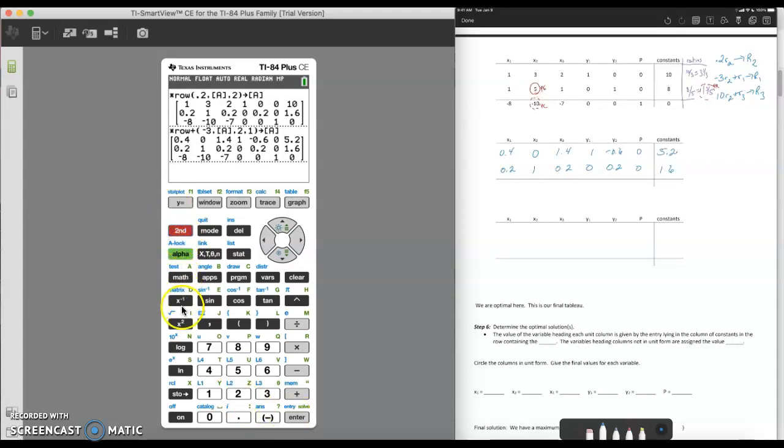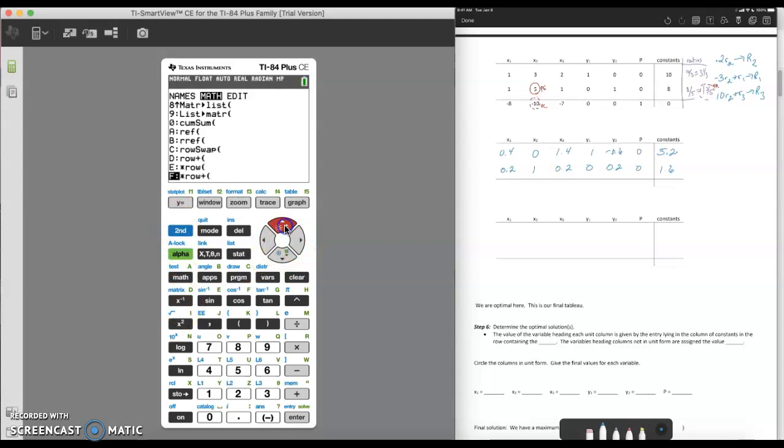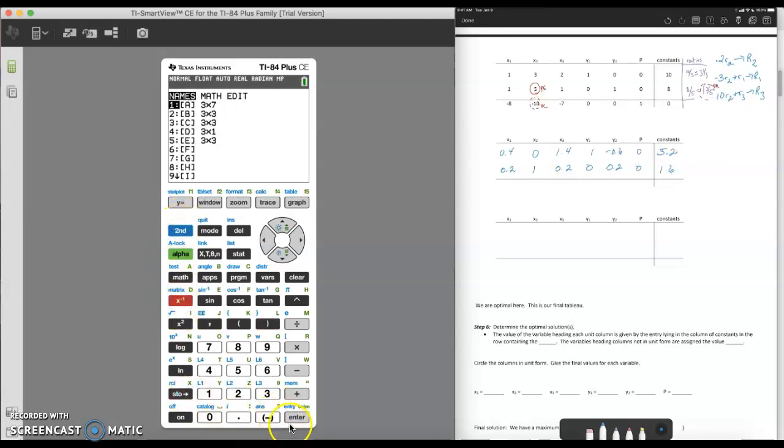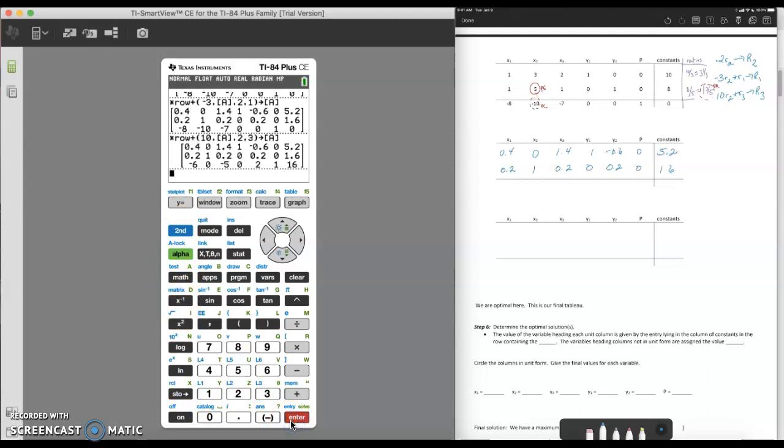Okay, one more. So second matrix, math again, times row plus again. This time we're multiplying by 10 in matrix A. We are doing this to row 2 in order to change row 3. Close it up, store back into matrix A. Okay, so our new bottom row is -6, 0, -5, 0, 2, 1, and 16.